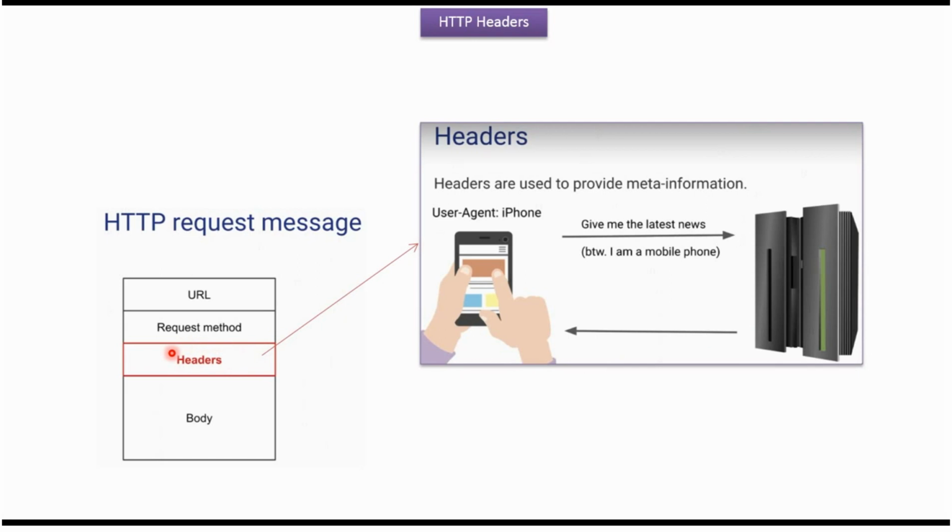Here we will see an example of headers related to an HTTP request message. Here you can see a mobile phone which sends a request to the server saying give me the latest news, and it also sends a User-Agent header, and this header specifies the request is coming from a mobile phone. The server receives the request, and based on this header the server will come to know the request is coming from a mobile phone. So the server processes the request, prepares the response and sends the response in a mobile friendly format to the mobile phone.